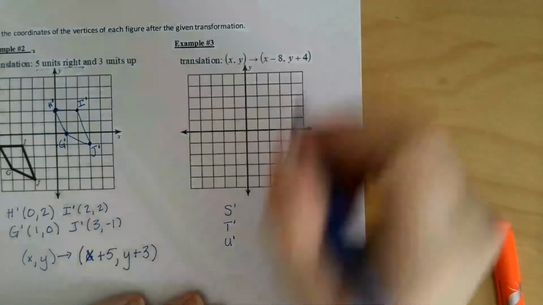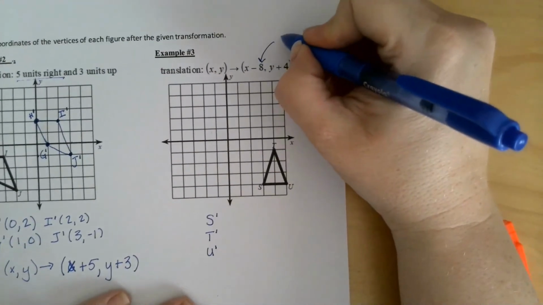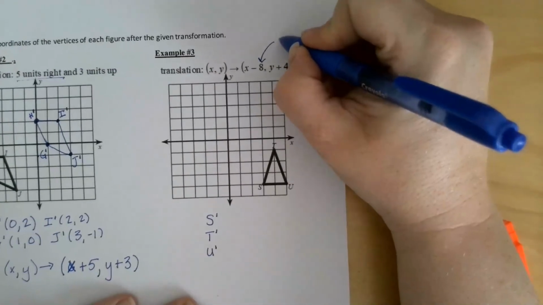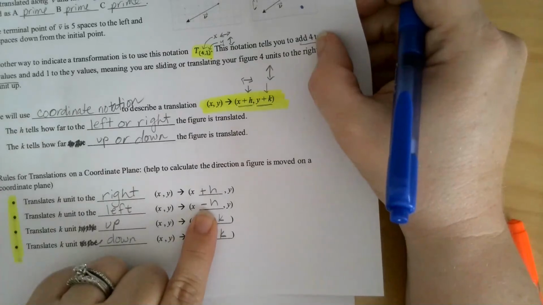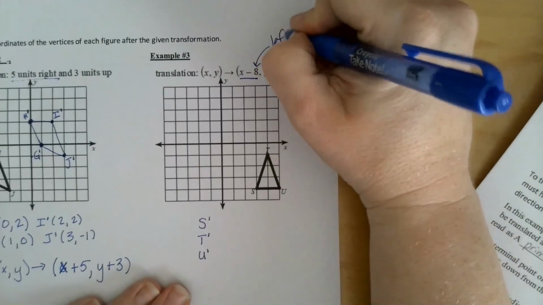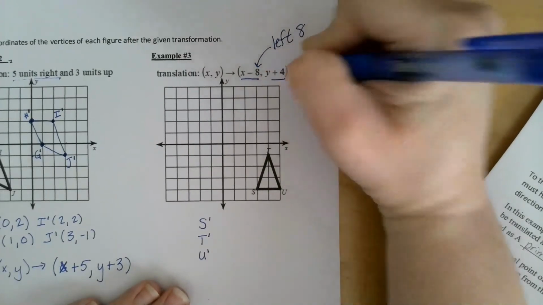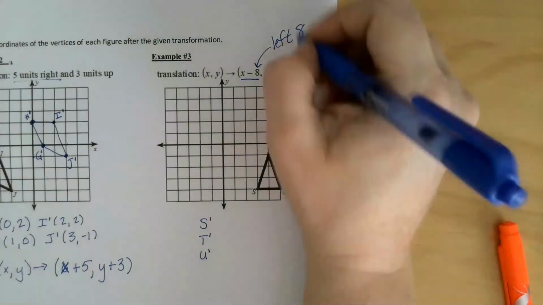Now, let's talk for a minute. What does this mean? This means I am going to move which direction with my x? That means if it's x minus, I'm moving to the left. So I'm moving left 8. And y plus 4 means I am moving up 4.